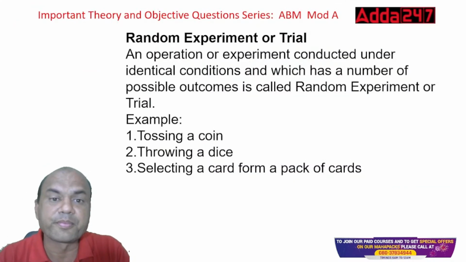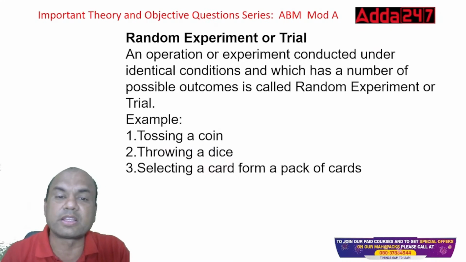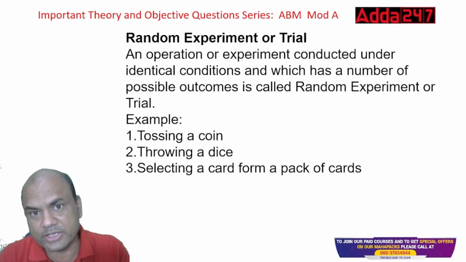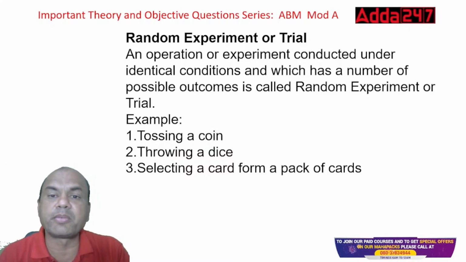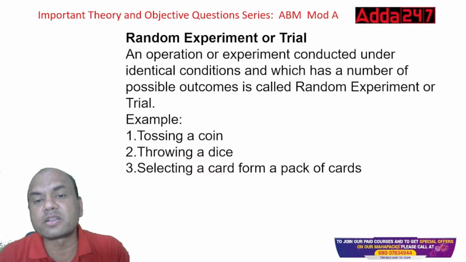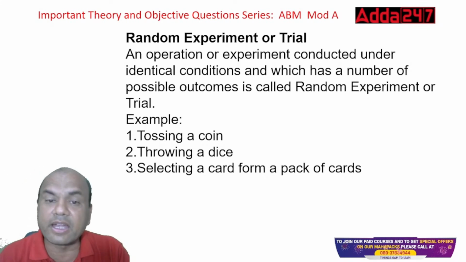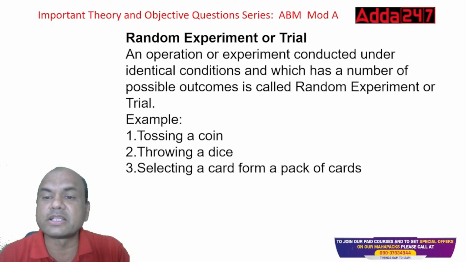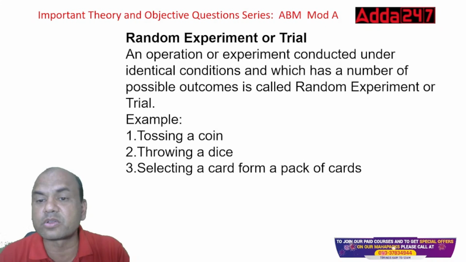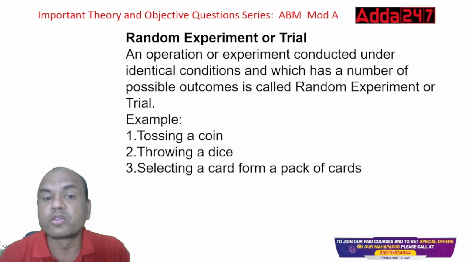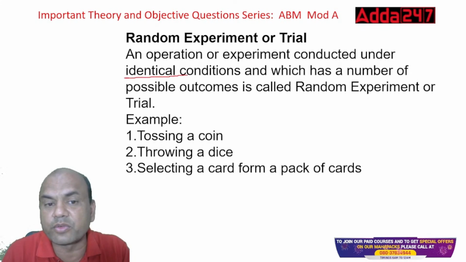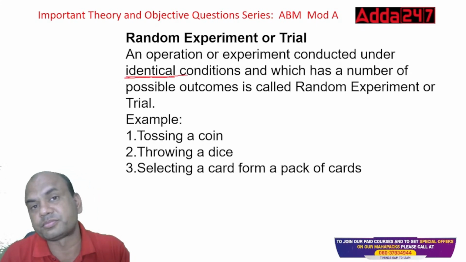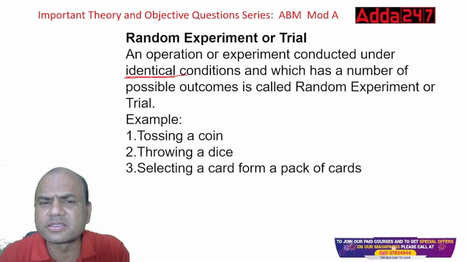Random experiment or trial. This is the last definition for today, then we'll be solving the numericals. Random experiment or trial: an operation or experiment conducted under identical conditions and which has a number of possible outcomes is called a random experiment. Conducted under identical conditions. Identical means which are similar.